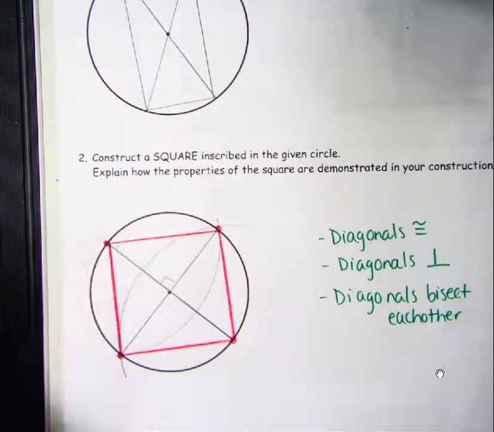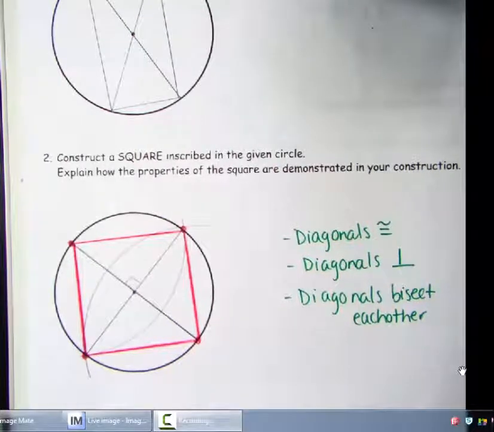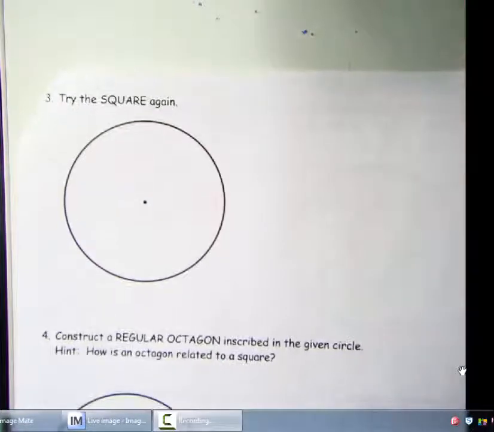That is how you construct a square inscribed in a circle. Alright, now you should try the square on your own. Give you a couple of minutes to do that. You can pause the video.